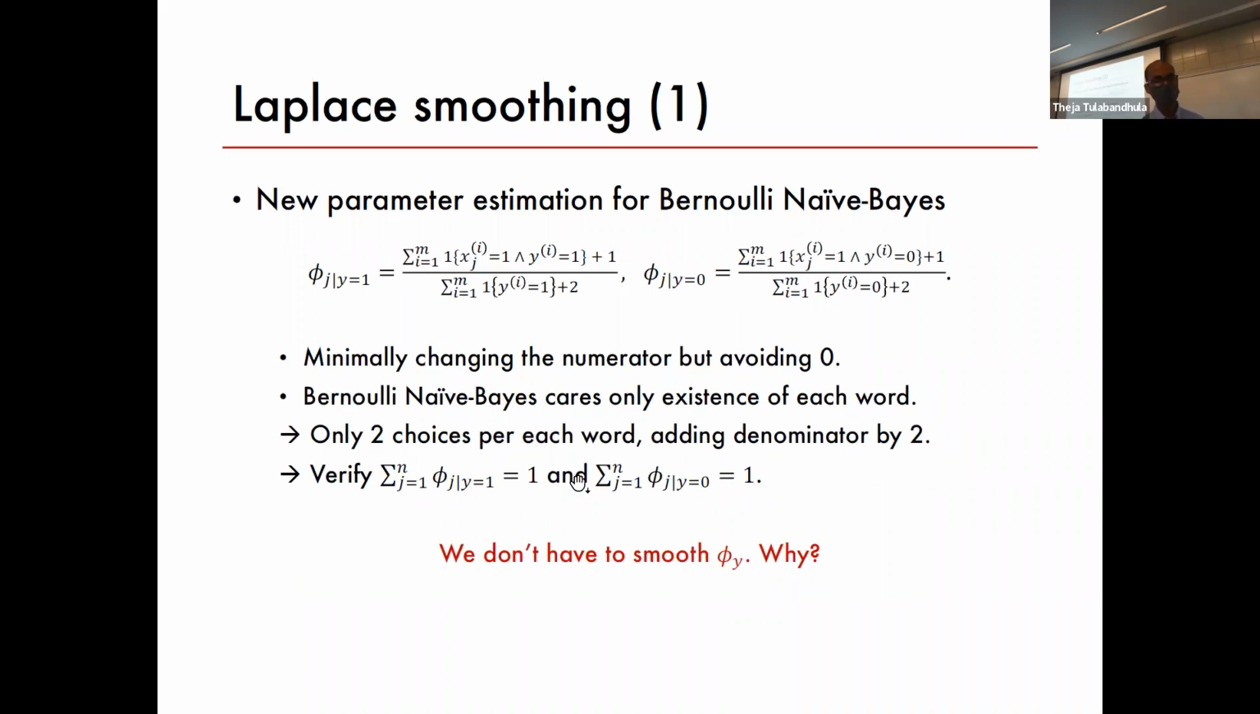Does it make sense? What I suggested here is just an offset you're providing so that you avoid the 0 error. Any questions?